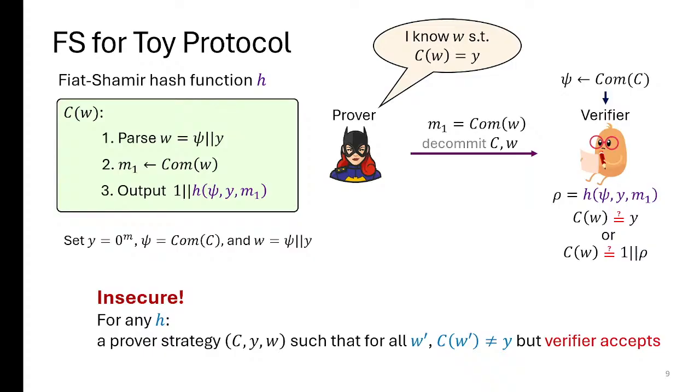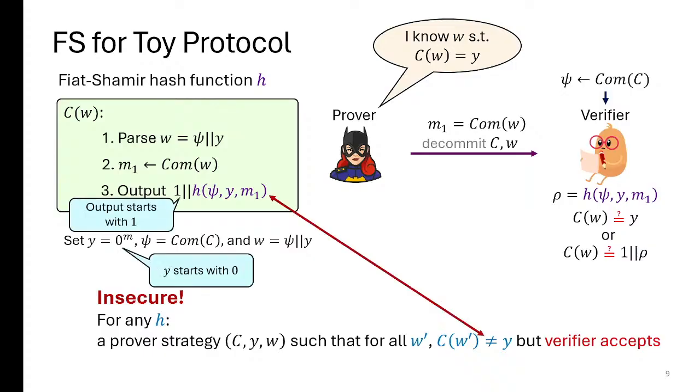Okay, so now slowly, why is this an attack? First of all, why is it a no instance? This is not hard to see. Y starts with 0, and the output always starts with 1, no matter what witness I give it. Therefore, it's a no instance, right? There's no W such that C of W starts with 0. And now, why does the verifier accept?